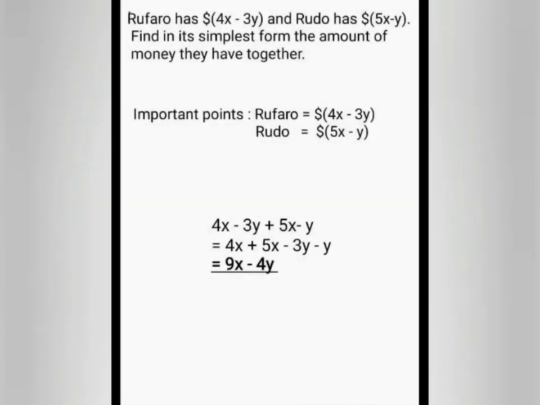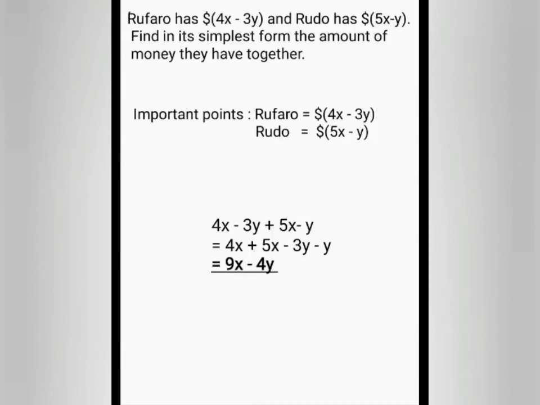So our last question reads, Rufaro has 4x minus 3y dollars and Rudo has 5x minus y dollars. Then find in its simplest form the amount of money they have together. For this question, we have our main or important points from the question. Our main points are the amount of money Rufaro has and the amount of money Rudo has. So it's 4x minus 3y for Rufaro, then for Rudo it's 5x minus y dollars.